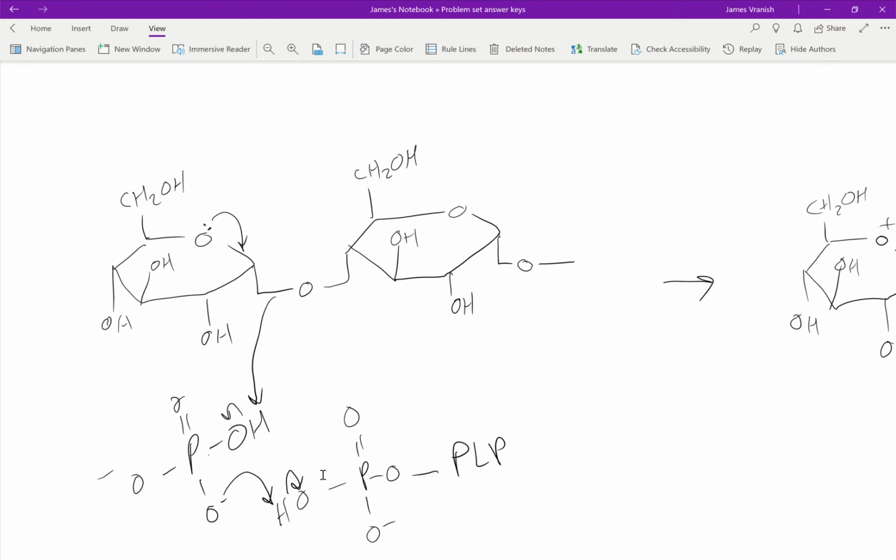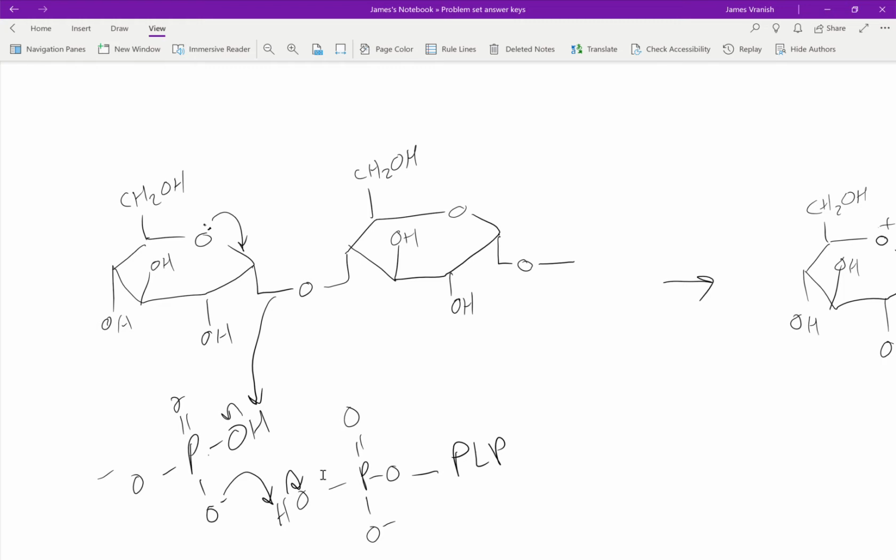All right, so question number 1 on problem set 18 first asks you for the names of all the enzymes that are involved either in glycogen breakdown or glycogen synthesis. There are 3 enzymes involved in either process. In glycogen breakdown, the 3 enzymes are glycogen phosphorylase, glycogen debranching enzyme, and phosphoglucomutase.